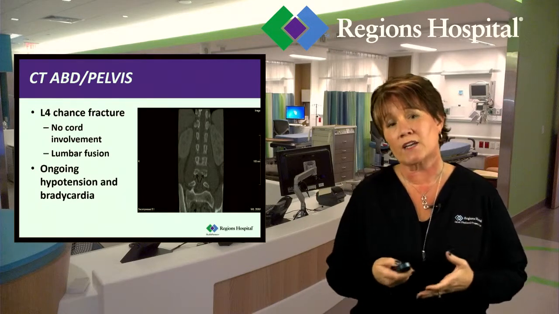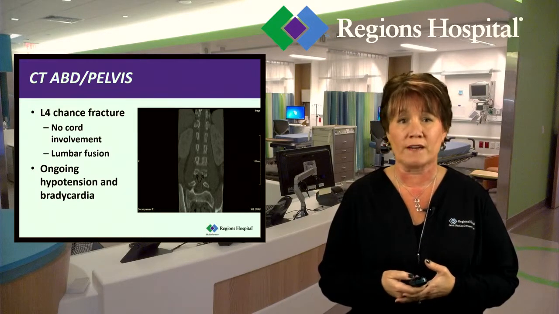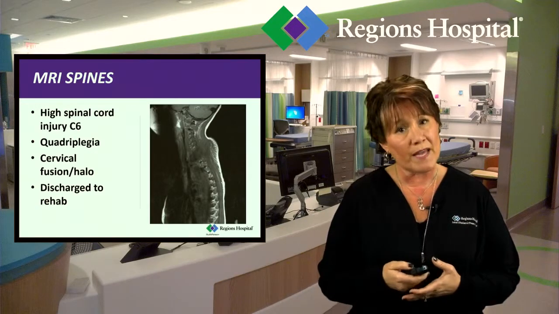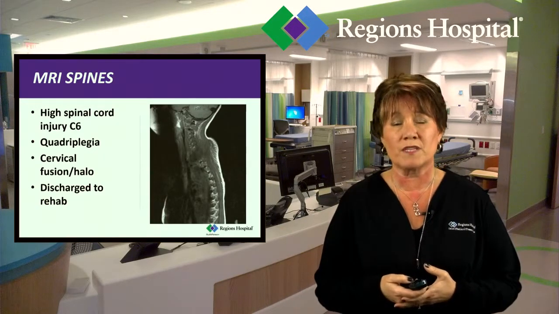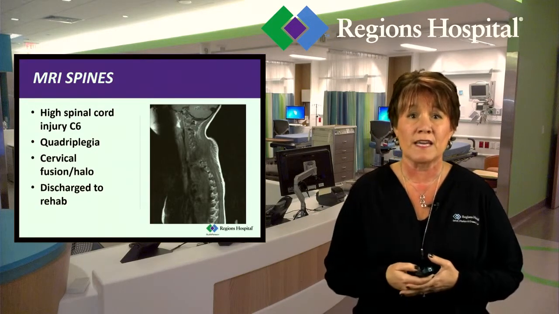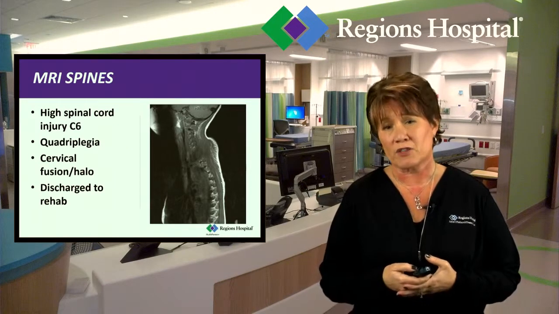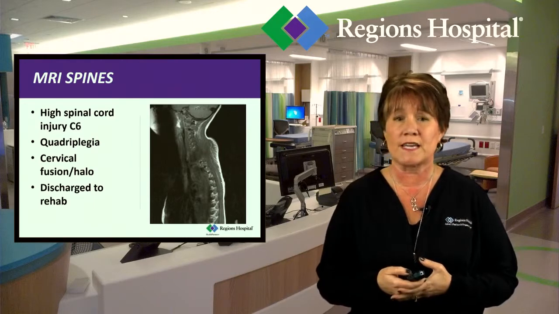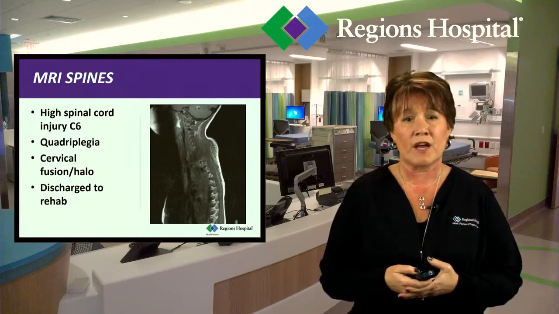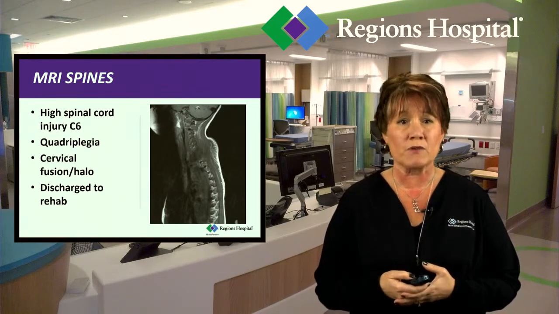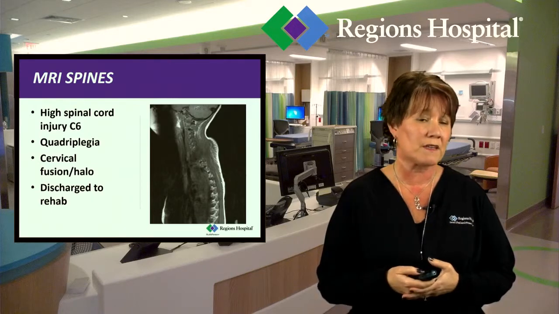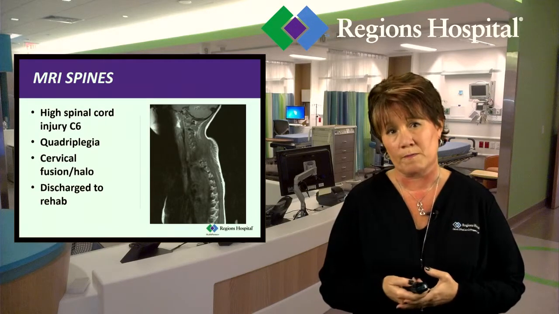But the patient had ongoing hypotension and bradycardia. By the time we got the patient to MRI and were able to do his spine, as you can see here, he had a high spinal cord injury at C6. That required a cervical fusion from our neurosurgery team and a halo. The child was able to spend 3 weeks in our PICU and was discharged to rehab, where he spent another 4 months prior to going home.